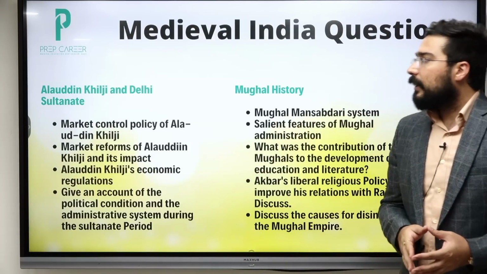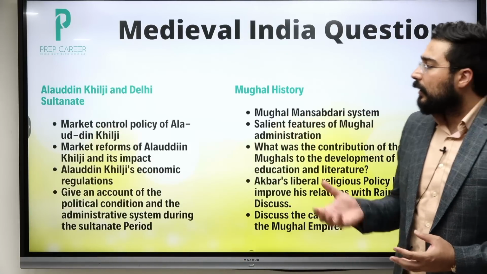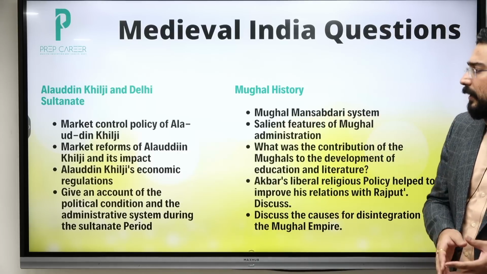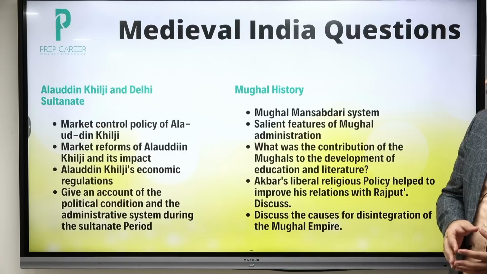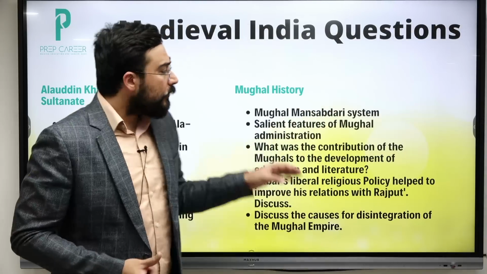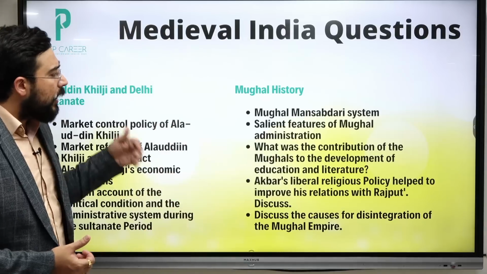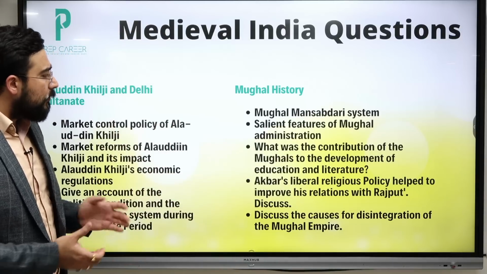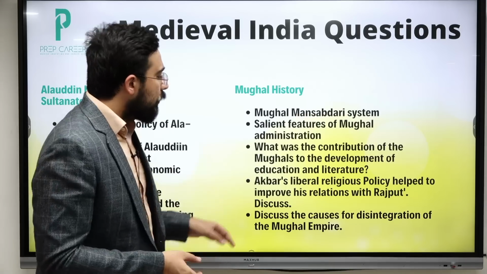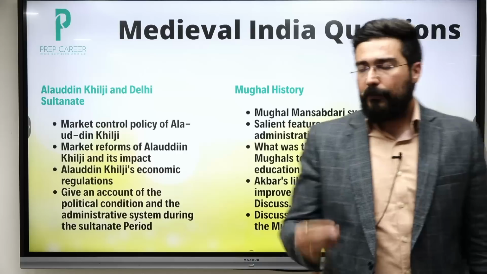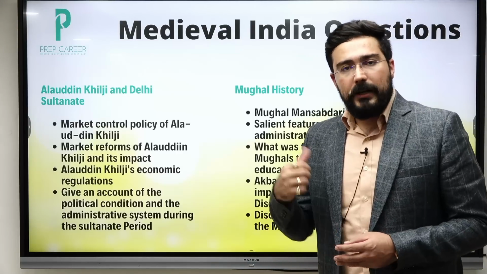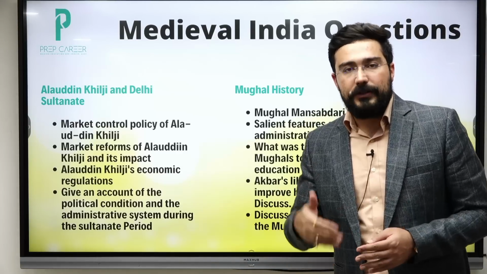If you see medieval India, so in medieval India they have asked a lot of questions on Alauddin Khilji, his market reforms. So उससे काफी ज़्यादा question पूछे गए हैं, like his economic regulation as well as account of political condition and administrative system during the Sultanate period. If we see Mughals, so from Mughals they have asked about Mansabdari system, administration, okay, as well as the development of education and literature, liberal religious policy of Akbar, and finally the causes of disintegration of Mughal Empire. Okay, so these are the areas which you need to prepare specifically. I'm outlining them for you so that history optional में आप काफी अच्छे marks लेके आए.